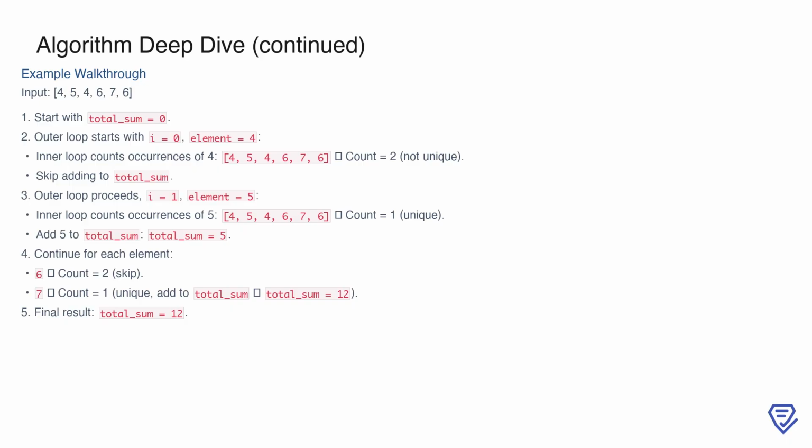For 6, the count is 2, so we skip it. Finally, we reach 7, which is unique, so we add it to total_sum, bringing the total to 12.